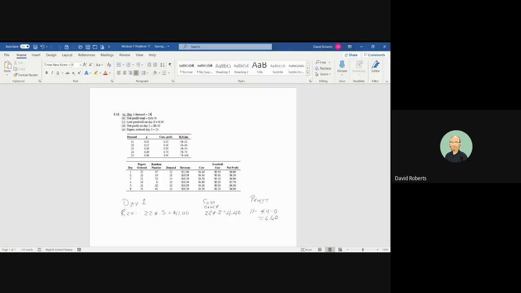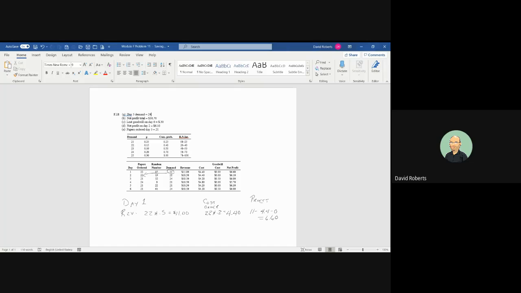Now, it uses the naive method. So that means that the demand for day 1 becomes the forecast for day 2, or the orders for day 2. So this demand here ties in with chapter number 4. This demand goes to here. The random number for day number 2 is 19, and 19 falls in the category of 21 newspapers demanded because it's between 1 and 25.